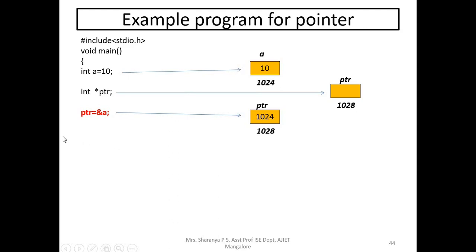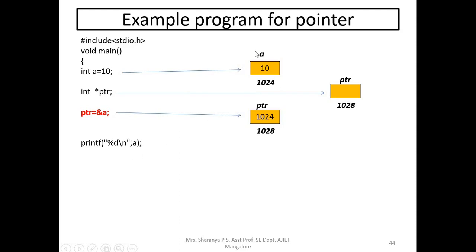When we define any pointer, there are two mandatory steps. One is defining the pointer and the next step is initializing the pointer. And if we print the values of all these with the printf statement, here we are printing A.